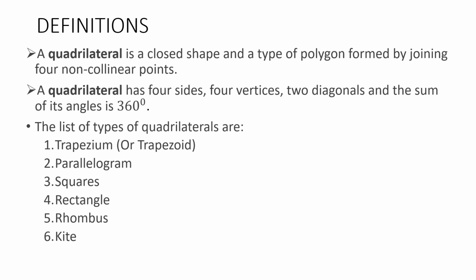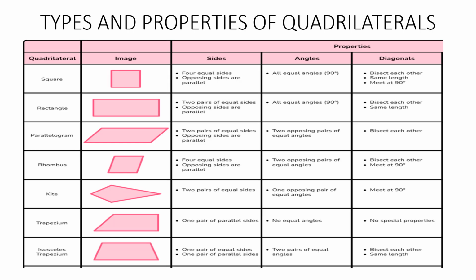Now there are some types of quadrilaterals which you need to know. First one is trapezium or trapezoid, parallelogram, squares, rectangle, rhombus, and kite. This shows all the properties of all the types of quadrilaterals. So please remember these properties. They are very useful in answering the MCQs.